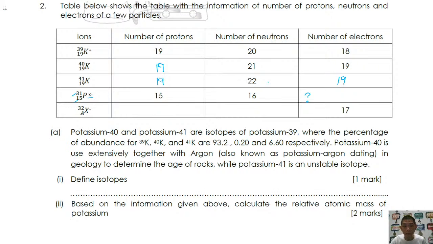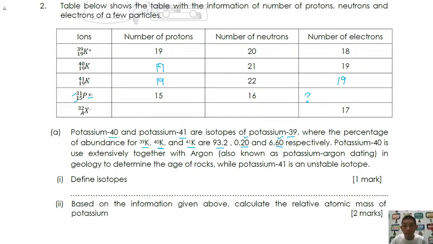So later the questions will lead us here. Here are the questions. Potassium 40 and 41 are isotopes of potassium 39, where the percentage of abundance for K39, K40, and K41 are 93.2, 0.20, and 6.60. Now, you must be very sensitive with the decimal places inside here. Most of them contain 2 decimal places, if you notice. So what does it indicate? It indicates that your final answer later must also have 2 decimal places.